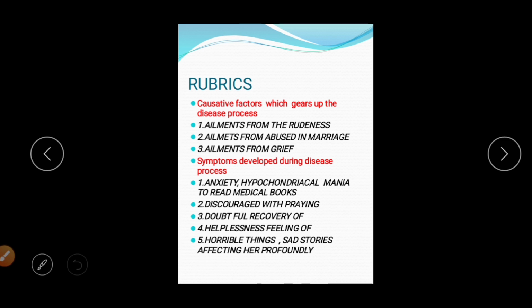From the case I have taken anxiety, hypochondriacal, mania to read medical books, discouraged with praying, doubtful recovery of, helplessness feeling of, and the last one, horrible things, sad stories affecting her profoundly. These symptoms appeared during this disease process also.